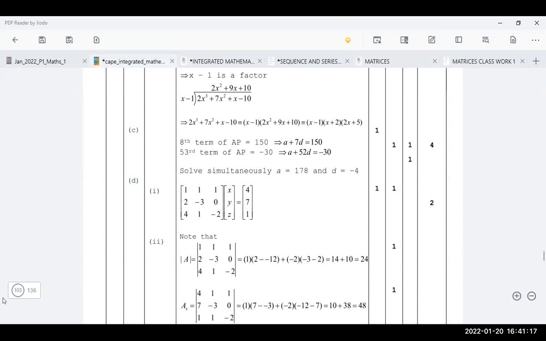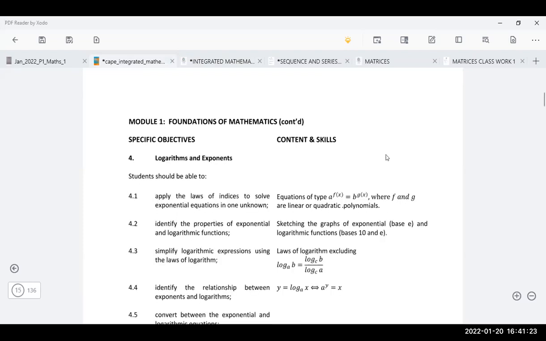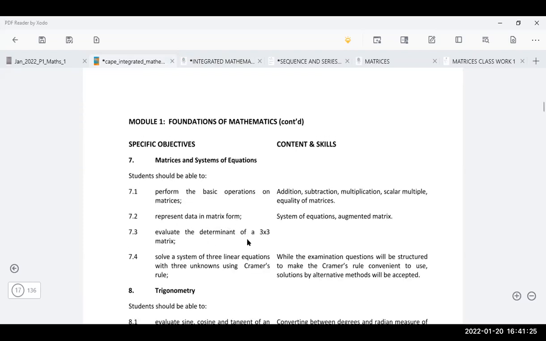If you look on the syllabus, everything is 3x3 matrix. All right, that's what we're focusing on, 3x3. We'll still need to be able to do basic operations with regular matrix, add, subtract, multiply, represent data in matrix form, find determinant, and solve using Cramer's rule. Now, Cramer's rule is what is suggested, but hear what they say. While question will be instructed to make Cramer's rule convenient, other alternative methods will be accepted.